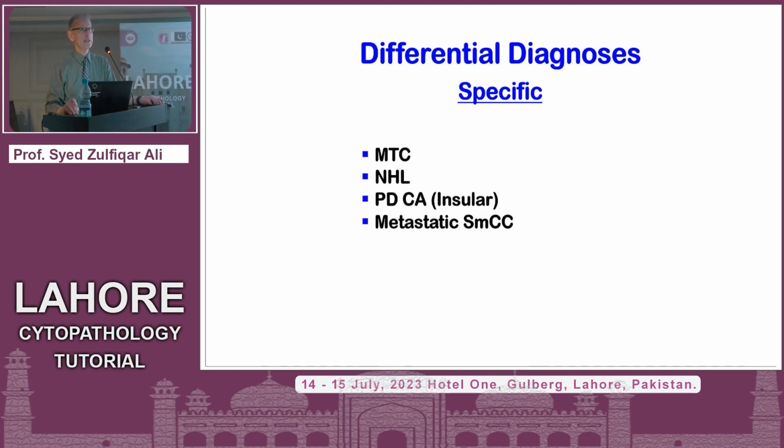Medullary thyroid carcinoma, non-Hodgkin lymphoma, poorly differentiated carcinoma, insular. They can look neuroendocrine also, but they are tight fragments. Metastatic small cell carcinoma, absolutely, is in the differential. So any other question before we go to the final diagnosis?